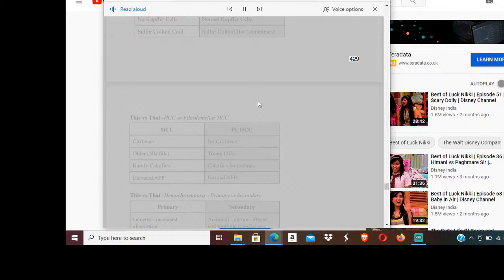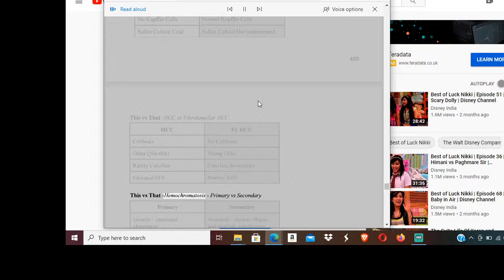429. This vs that, HCC vs fibrolamellar HCC. HCC: cirrhosis, older, 50s to 60s, rarely calcifies, sometimes elevated AFP. FL HCC: no cirrhosis, young, 30s, normal AFP.